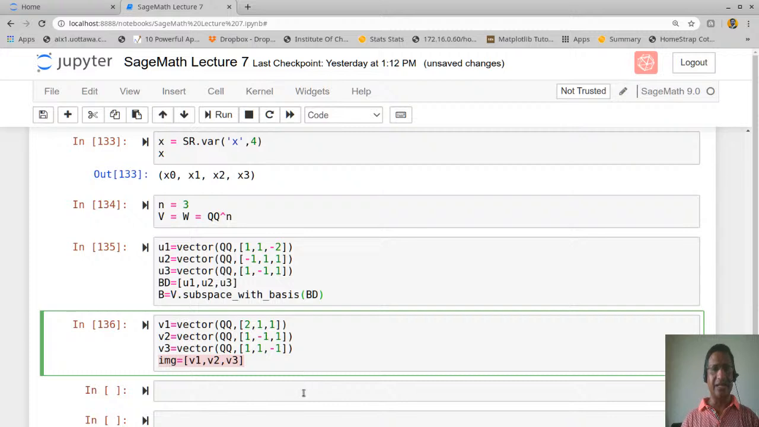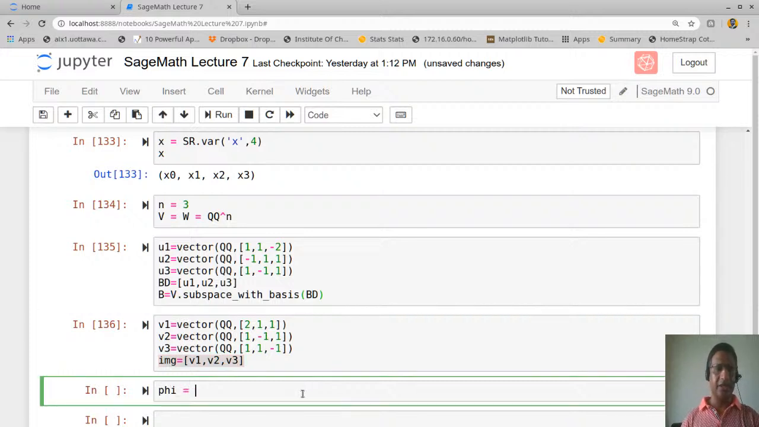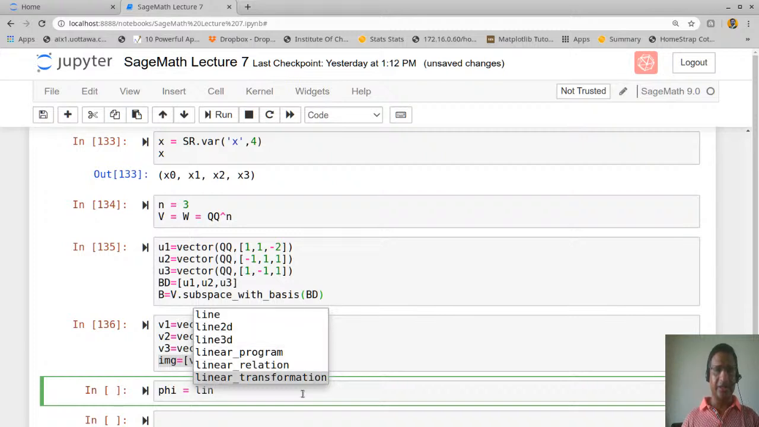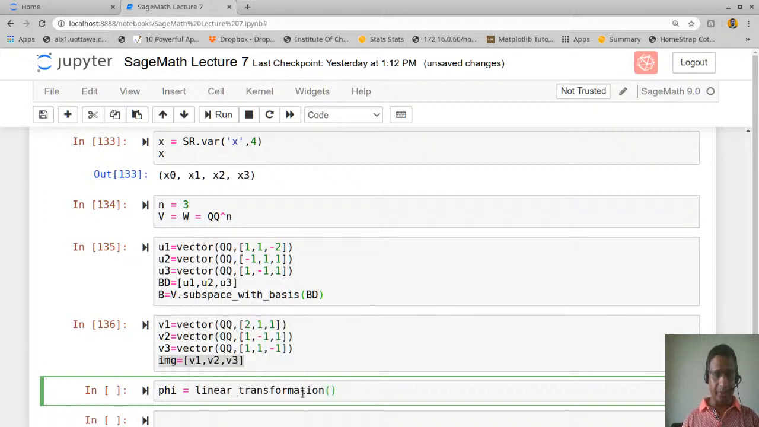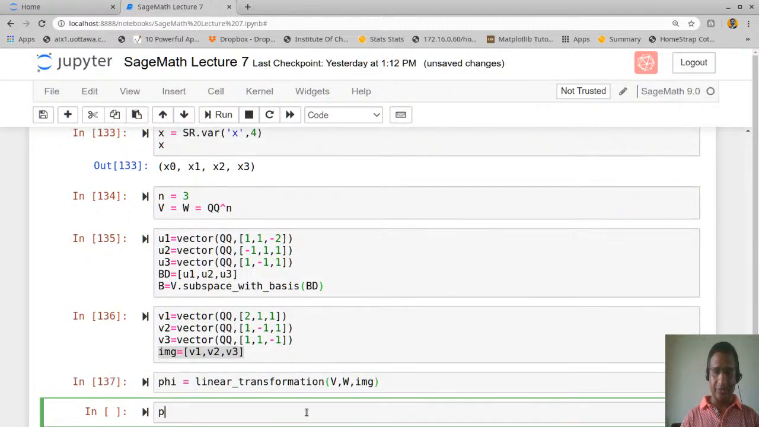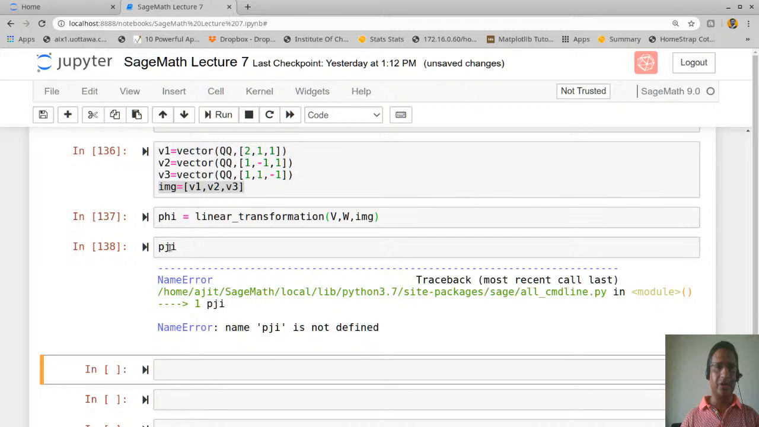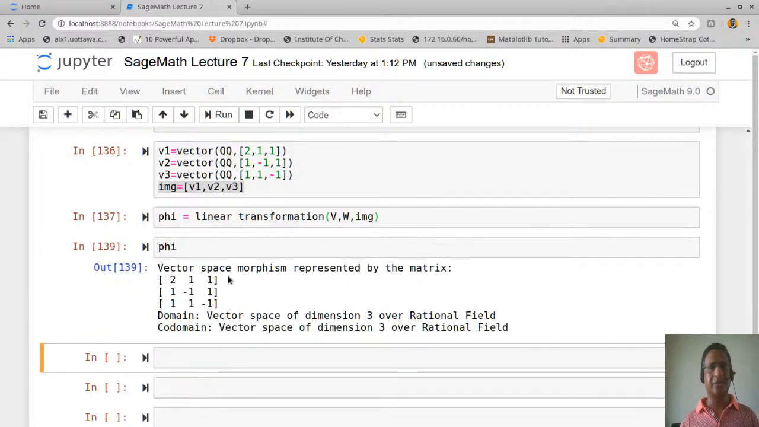Okay, now let us define a linear transformation. We'll call this phi, a linear transformation from domain V to W, and the image we are going to use, last time we mentioned f, that was the function, now we will use image. So let us say what is phi. Phi is a vector space morphism represented by this matrix. Again, this matrix will be the transpose of that, so you have to say matrix side equal to right. Okay, so this is the matrix you have got. This is a linear transformation.